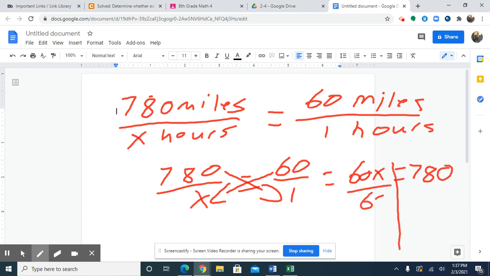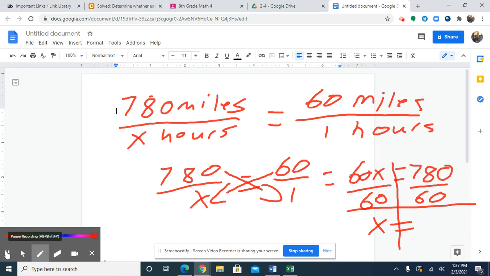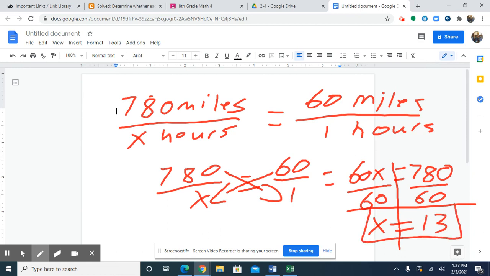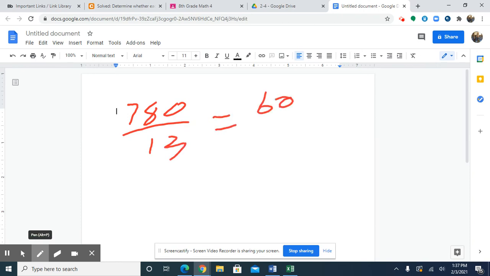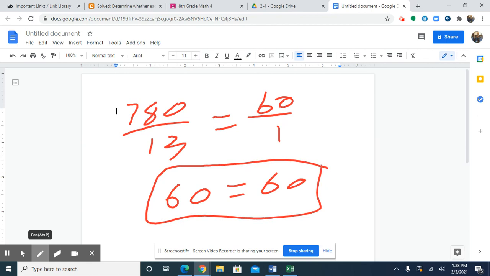And now we just need to solve for x, which in this case we are going to divide both sides by 60. And so 780 divided by 60 gives us 13. So we would say that it takes us about 13 hours to drive 780 miles. And this would make sense. If we plug it back in, 780 divided by 13 should be equal to 60 divided by 1. So 780 divided by 13 would be 60, and 60 divided by 1 is 60.